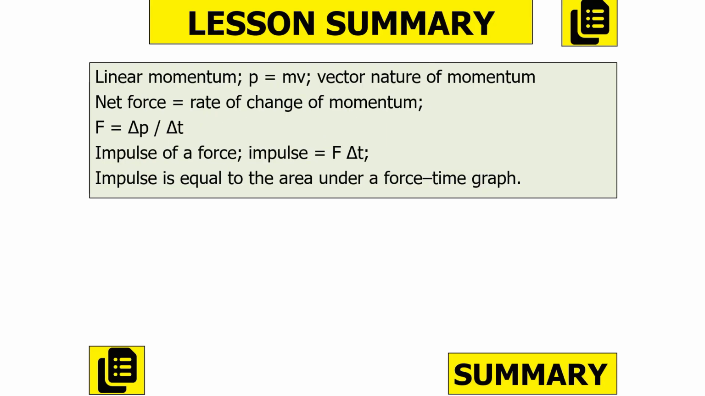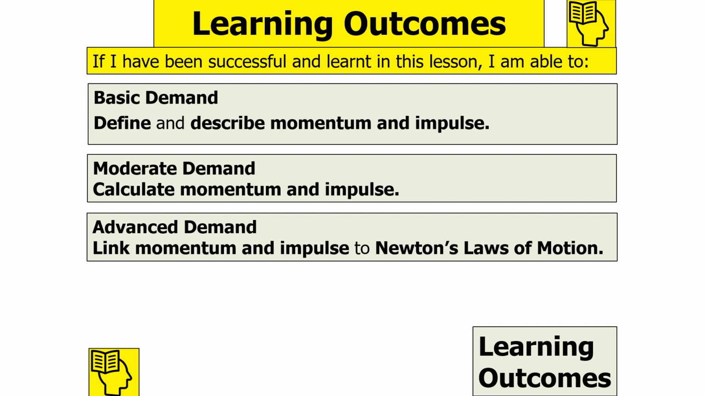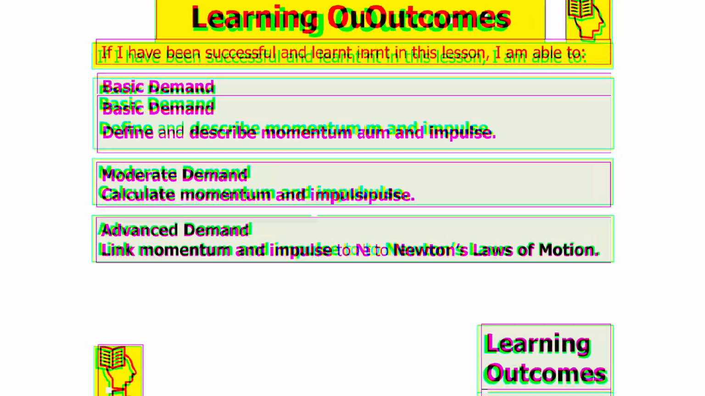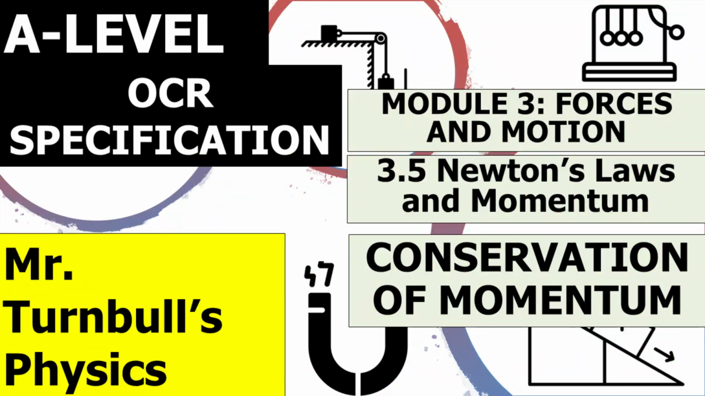So that brings us to the end of today's lesson, where we've looked at linear momentum, the vector nature of momentum, how net force is the rate of change of momentum, the impulse of a force, and the idea that impulse is equal to the area under a force-time graph. If we've been successful and we've learnt in today's lesson, we should be able to define and describe momentum and impulse, calculate momentum and impulse, and link momentum and impulse to Newton's laws of motion.